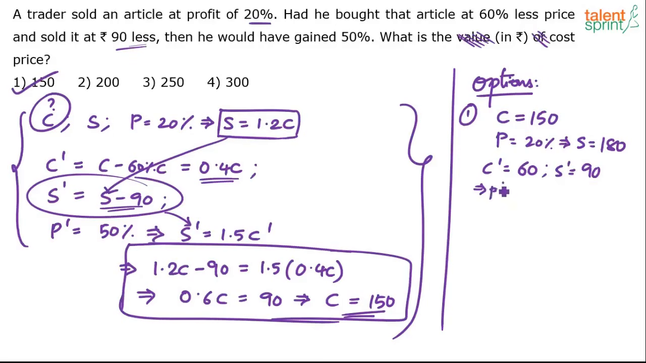What is the profit here? Check the profit P dash. See, what is 60 rupees? What has been bought for 60 rupees has been sold for 90 rupees. So how much is the profit? 50%. Satisfied or not? Yes, that's what he said.